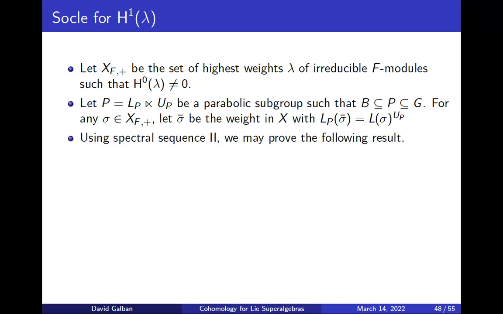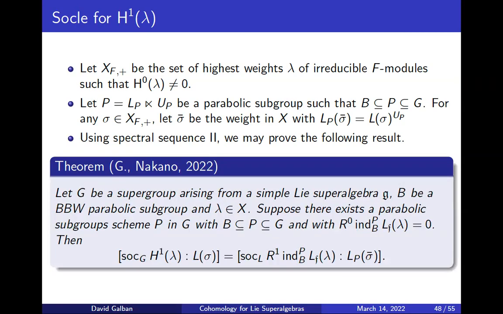And using the second spectral sequence, we can prove the following result. If G is a supergroup arising from some simple Lie superalgebra, B a parabolic, and P is a parabolic containing B, suppose we also have that the induction from B to P of L of lambda is equal to 0. Then the index of L of sigma in the G socle of H1 of lambda is going to be the same as the index of L_P of sigma bar in the socle of R1 of induction from B to P of L of lambda.